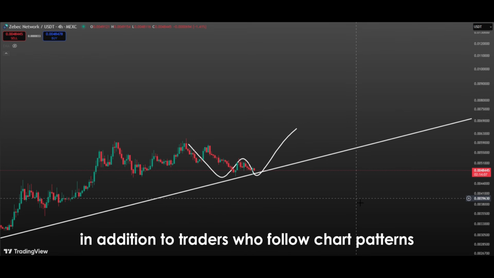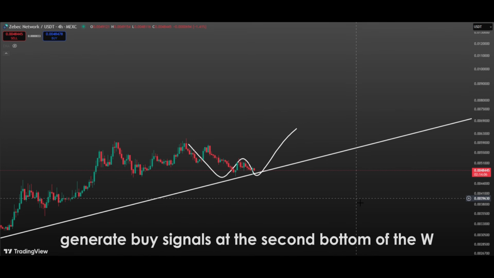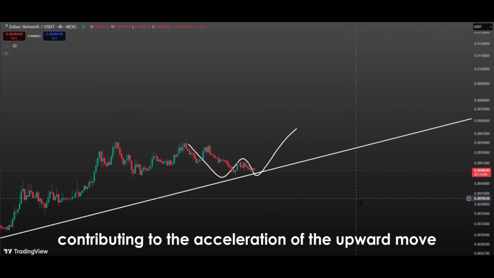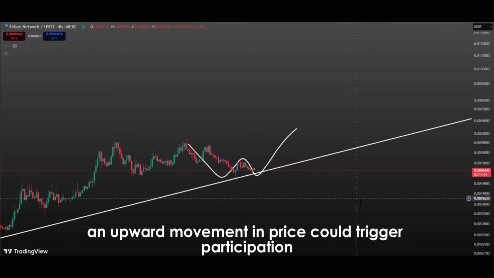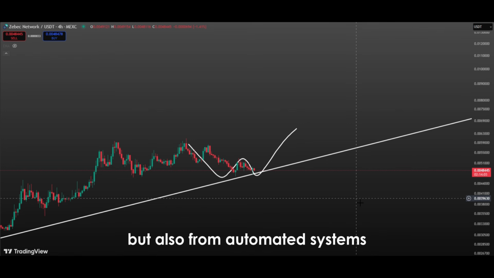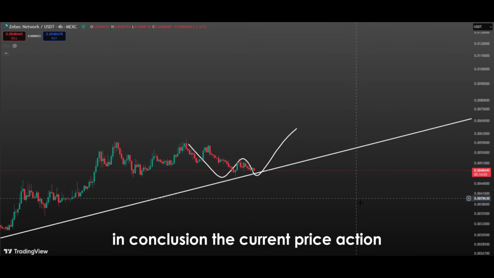In addition to traders who follow chart patterns, algorithmic trading systems also closely monitor these levels. Many algorithms generate buy signals at the second bottom of the W pattern, contributing to the acceleration of the upward move. Therefore, in the current position, an upward movement in price could trigger participation not only from manual traders, but also from automated systems.